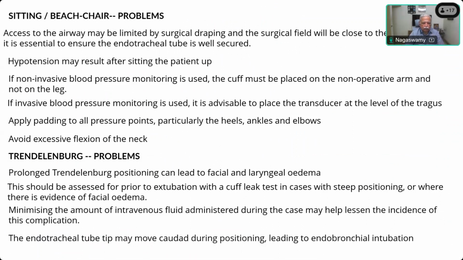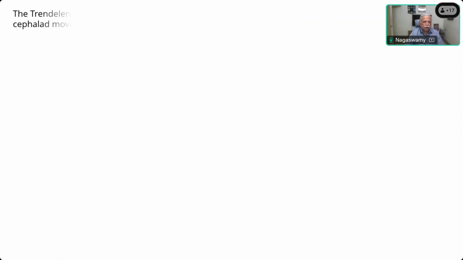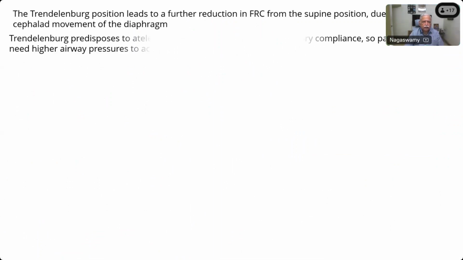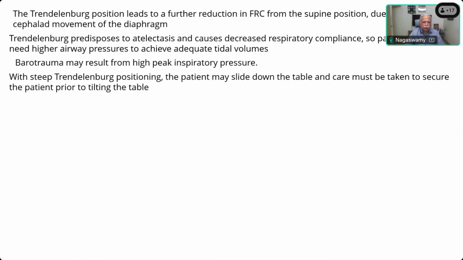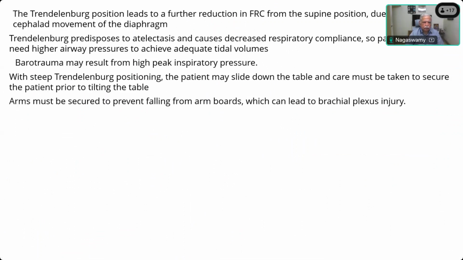And the endotracheal tube may move caudad during positioning. So endobronchial intubation is possible. So these are the problems with Trendelenburg. It can reduce FRC and cause basal atelectasis, reducing compliance. High airway pressures may be there. Barotrauma may happen because of increased peak airway pressure.